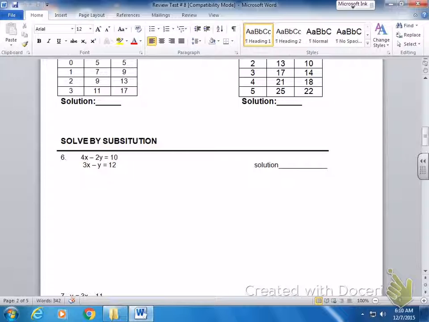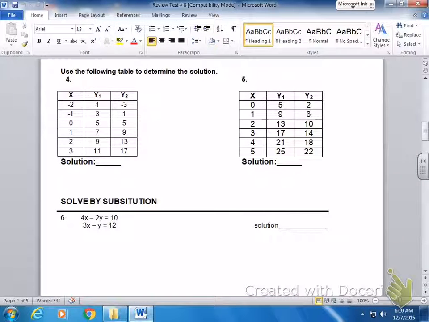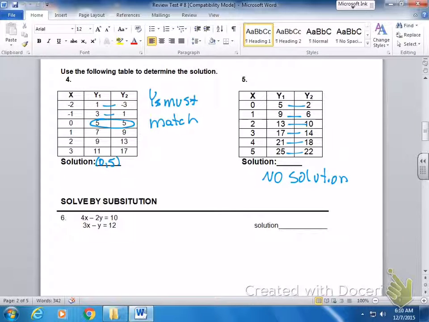We've got a couple of calculator-type questions. It says use the following table to determine the solution. Well, if it's a solution, then the y's must match. So we're looking for an x value that has the same y value. So if I look through (1, -3) doesn't work, (3, 1) doesn't work, but then I have (5, 5). So I want the x and y value, which is (5, 5). Don't use just 5 for your answer. It's the x value and then the y value. So you can do the same thing on the next one, see if any of the y's match up. They do not, so that would be no solution. If they all matched up, that would be infinitely many solutions.